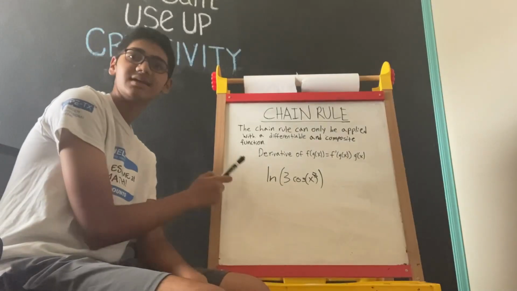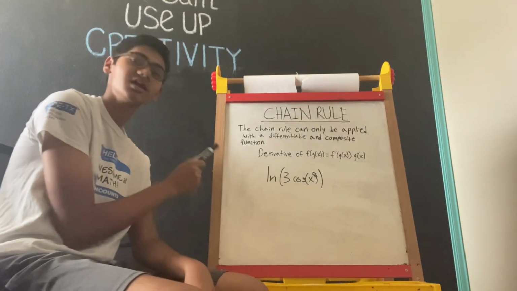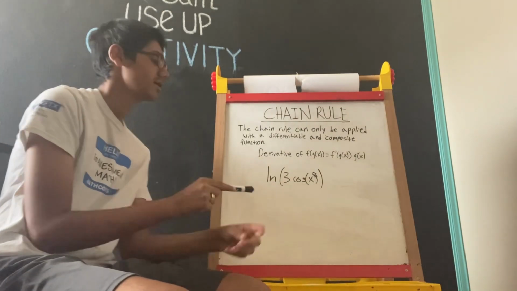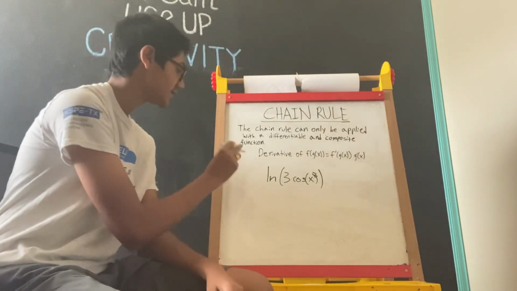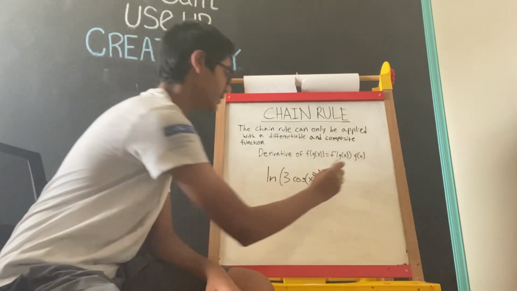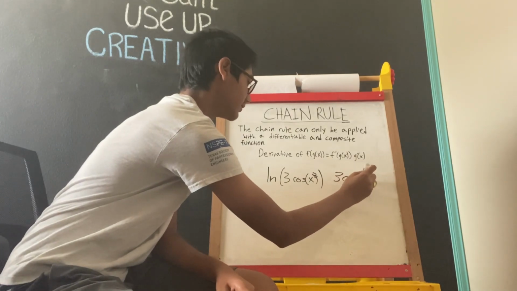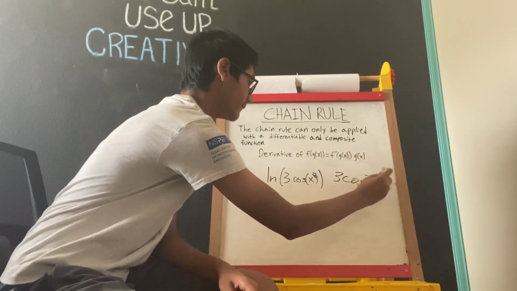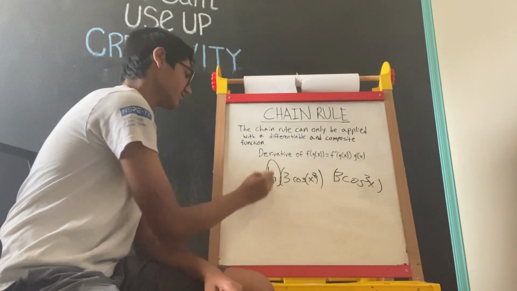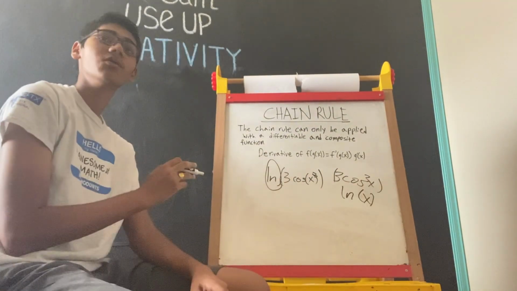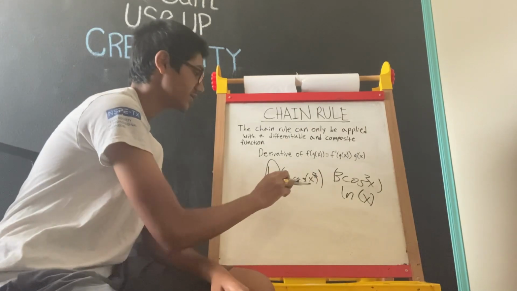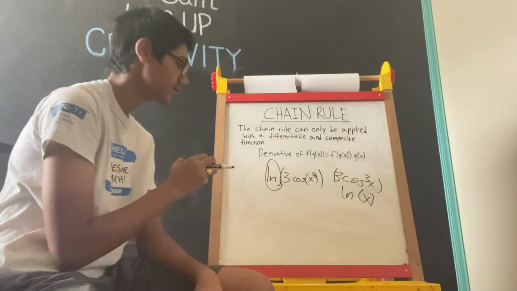This question, example 3, is good for solving the derivative of natural logs. So what you can do here is establish an inside and outside function. For example, the inside function can be 3 cosine x cubed. And then the outside function can be ln of x. So your goal is to derive both equations and find the derivative.